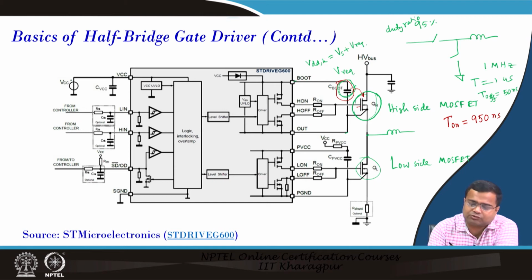But if you put in too large a bootstrap capacitor, then the time constant can be large and that can create another problem. So, that is why in the majority of current commercial products, they put a constraint in terms of duty ratio limit.